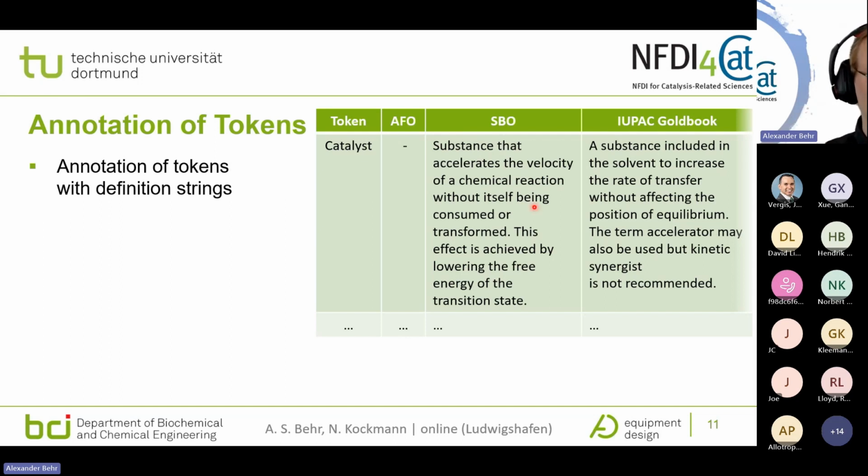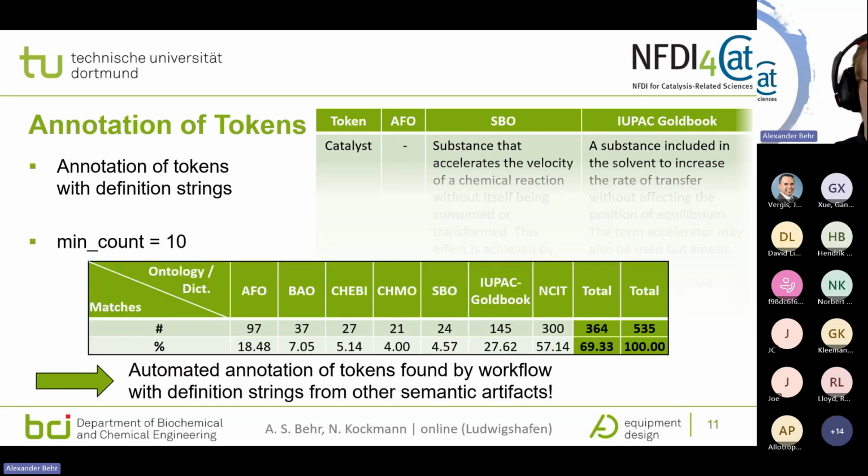So anyway, we were able to include new tokens with definitions from other ontologies, other semantic artifacts. And with this, from our total number of 535 new tokens that could be added as classes into our AFO, we could at least annotate automatically 364 with definitions from different ontologies.